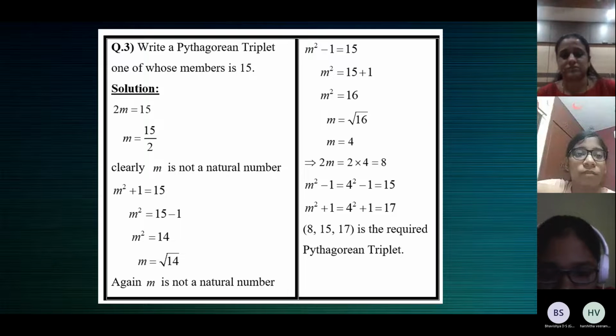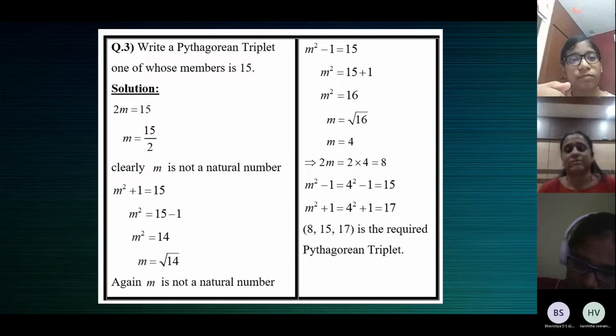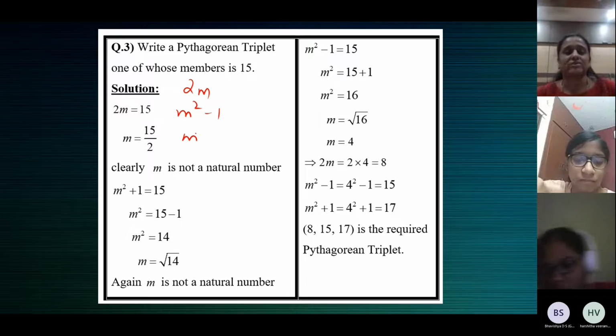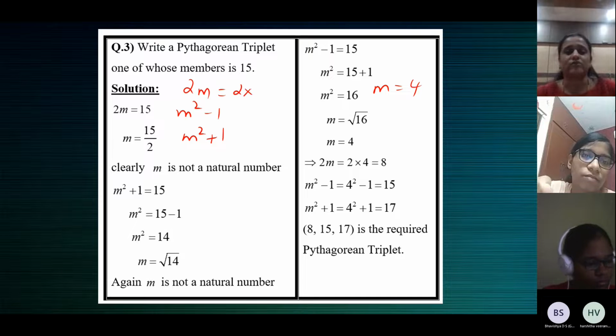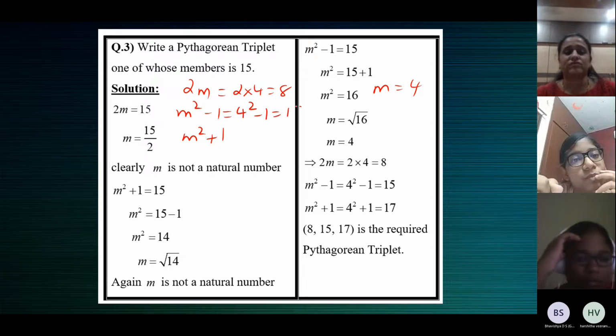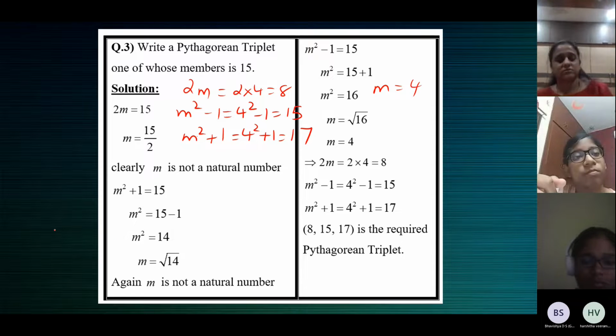Please take a picture. Ma'am, so we are substituting the value for m in all the members. Once you get the value of m, then we know that the members are 2m, m square minus 1 and m square plus 1. Once you get the value of m is equal to 4, substitute: 2 into 4, 8. m square minus 1, 4 square minus 1, 16 minus 1, 15. m square plus 1, 4 square plus 1, 16 plus 1, 17. Am I clear, Swati? Yes, ma'am.